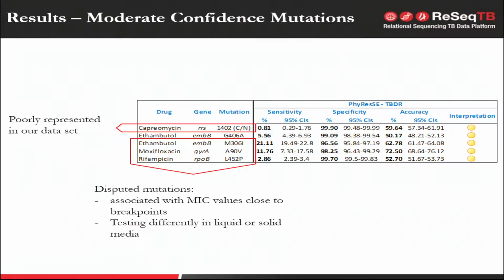some of the disputed mutations, such as the 533 mutation in RPOB, that we know can have an MIC close to the breakpoint. And in this rating system, when we grade the mutation as moderate, we understand that there is something more we can learn about this mutation. And I have to say that in the TBDR database, we are not stratifying the phenotypic results according to the testing method. So we know that we can have differences if we test a strain in liquid or solid media.